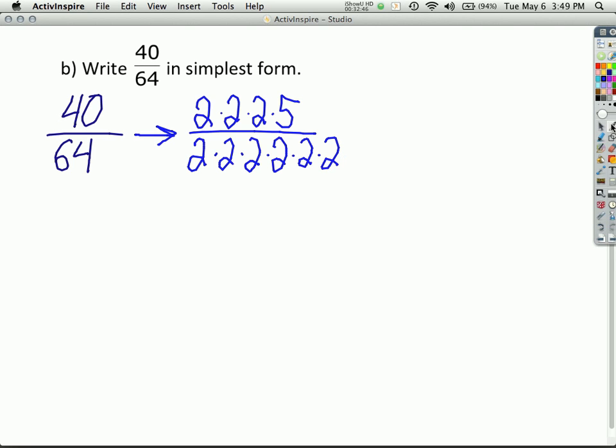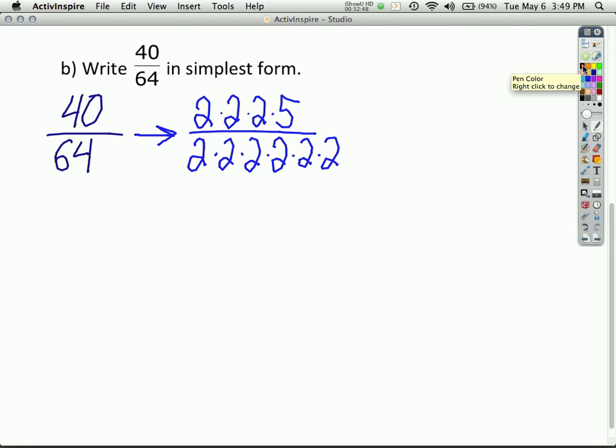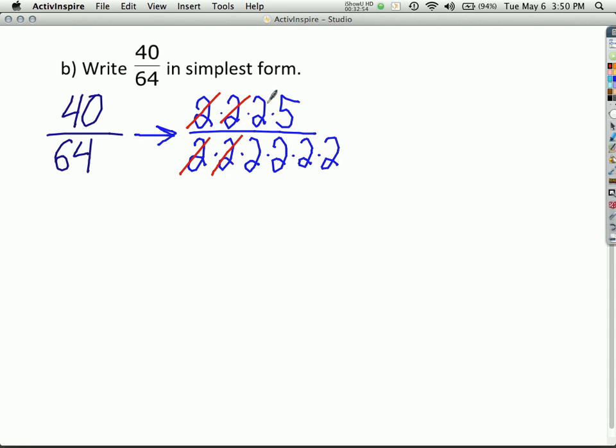And now we can cancel, one number for one number. 2 cancels this 2. That 2 cancels that one. That one cancels that one. Whatever's left over gets multiplied back together. The only thing left on top is a 5. On the bottom, we have 2 times 2 times 2. We've got 8. 40 over 64 is equal to 5/8.